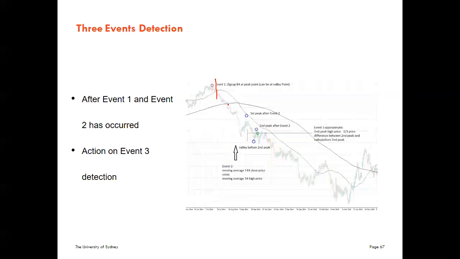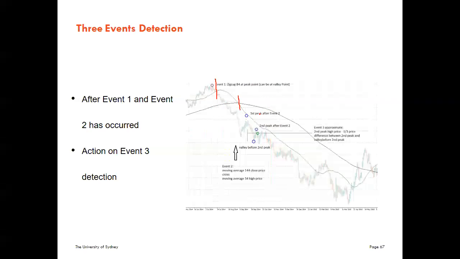Once we have event 1, we wait for another event to happen, and that event is detected with the help of other indicators. That other indicator is basically the moving average, which has an event called a crossover. If you look here, these are two moving averages with different window sizes. They cross each other at some point in time. When this happens, this is our event 2, our second event.